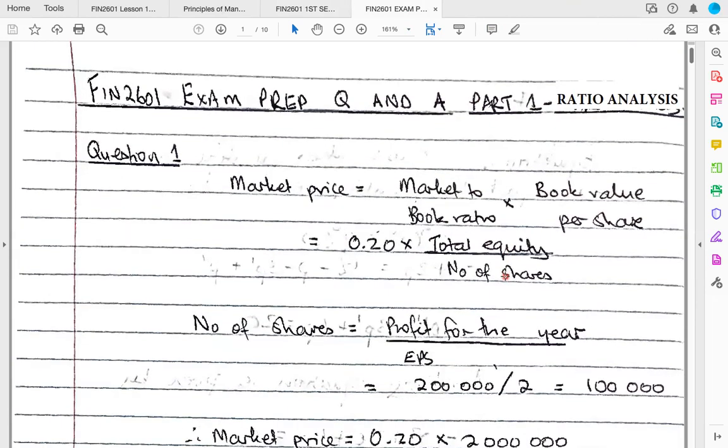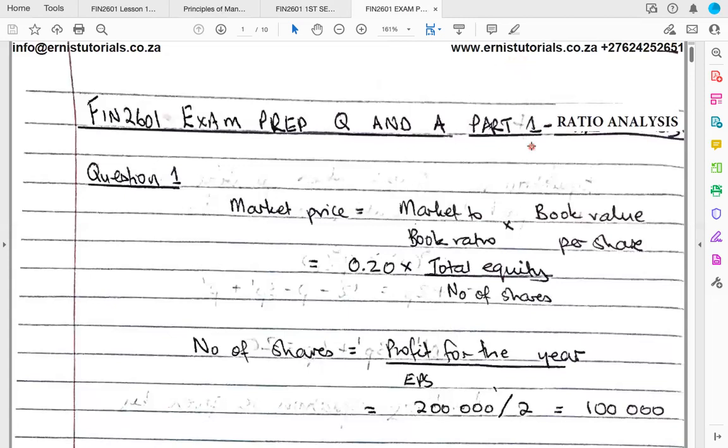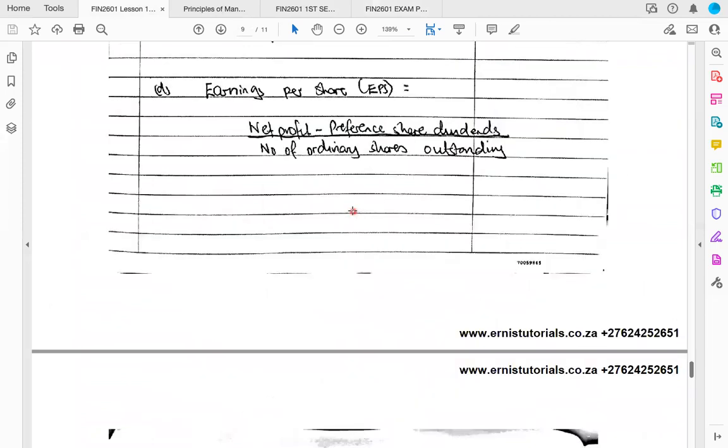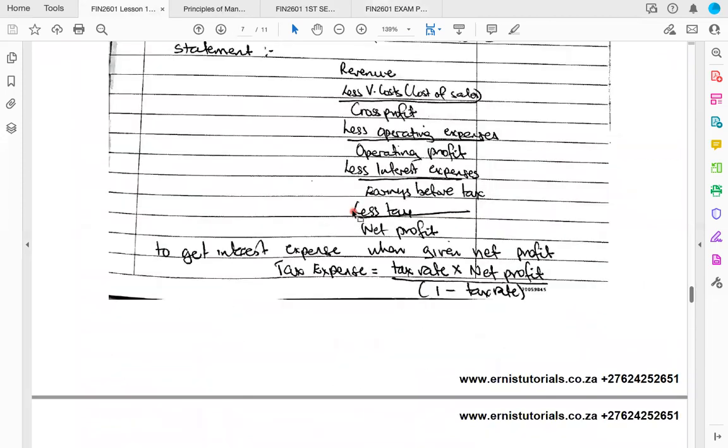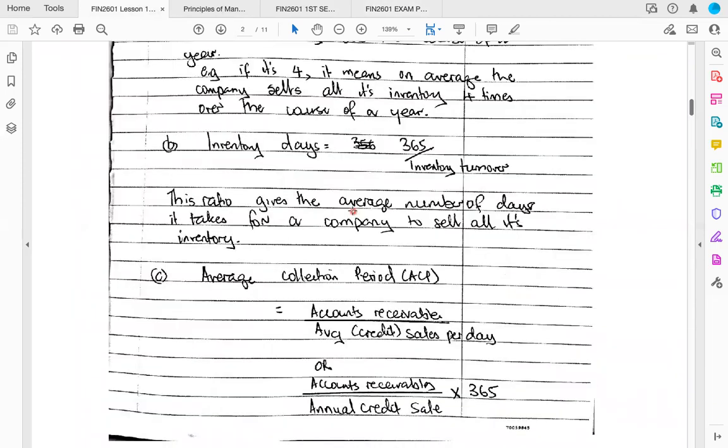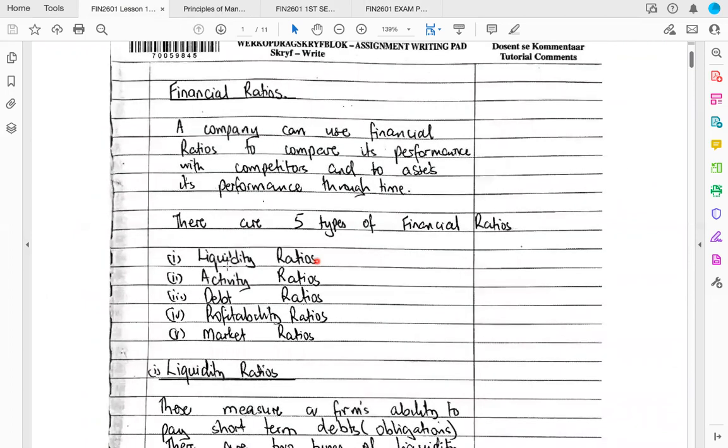Please continue to go through the exam prep classes. You can continue with the other classes. I'm going to also be doing time value of money, bond valuation, risk and return. So we're going to cover everything so that you're prepared for the exam. And then also please make sure that for the exam, you have a formula list of all the important ratios, right? Remember, we have 5 types of ratios: liquidity, activity, debt, profitability, market ratios. Make sure you have all your formulas nearby.